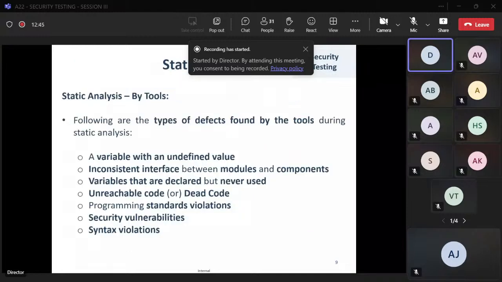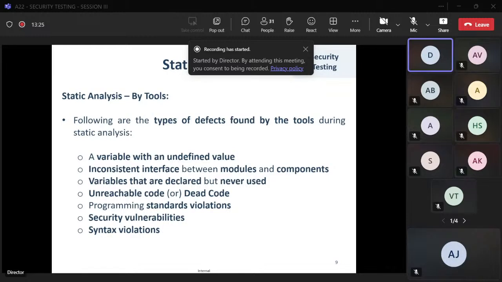So now we are going to discuss the various types of defects that can be detected by the tools when we follow the static testing methodology. First, they target a variable with an undefined value. A variable may be declared, but nowhere is the value defined: undefined values. Inconsistent interface between various modules and components. Sometimes a variable is well defined and declared, but it is never used within your program.